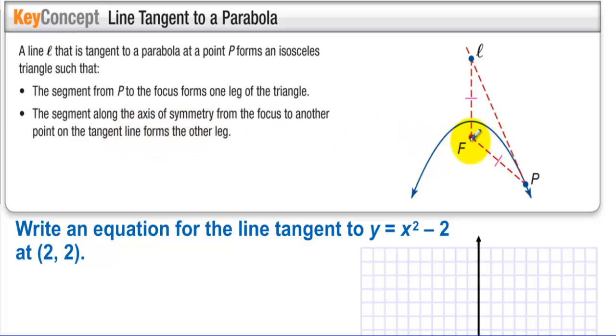If you find the distance from F to P and then go the same distance from F through the vertex to another point, these 2 points are on the tangent line to the parabola at the point P. So in other words, we're trying to find the equation of this line that touches the parabola in this spot only.